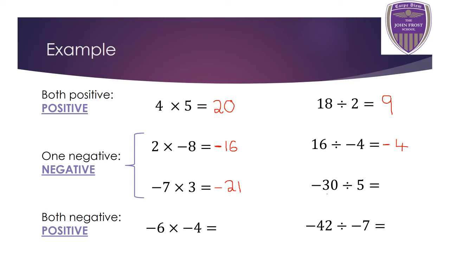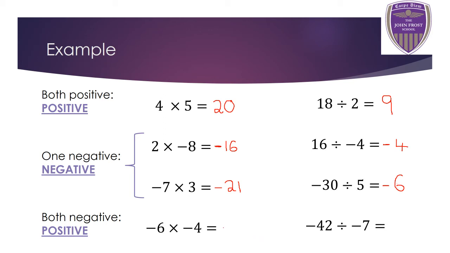And then minus 30 divided by 5, well, the fact that minus 30 is there means the answer is going to be negative. 30 divided by 5 is 6. So minus 30 divided by 5 is minus 6. On to the last ones now. Both these numbers are negative. So because they're both negative, that means I know my answer is going to be positive. Whatever the result of the multiplication is, my answer will be positive.